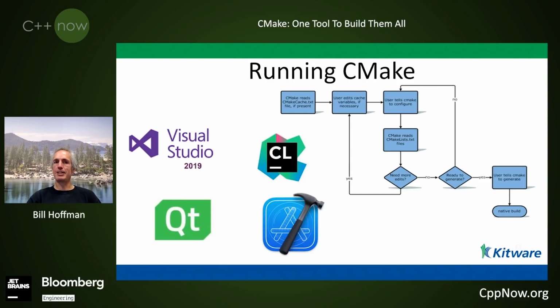So the idea is we have this CMake cache, which instead of environment variables, it can be primed with environment variables. But once that environment is set by CMake, it stays. The user can edit that cache, but it stays with that build tree. The user tells CMake to configure, it reads the CMake files, and it gets an iterative process. If you're ready to generate, it can finally generate the native build system.